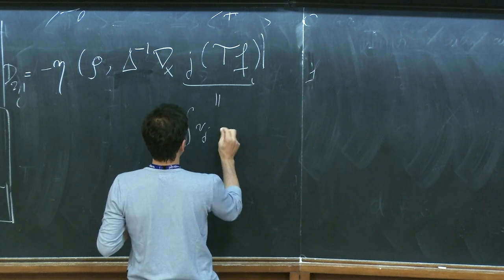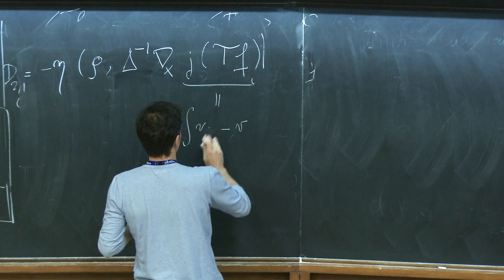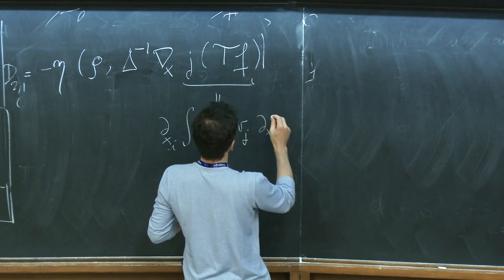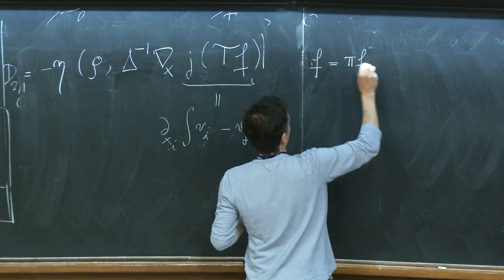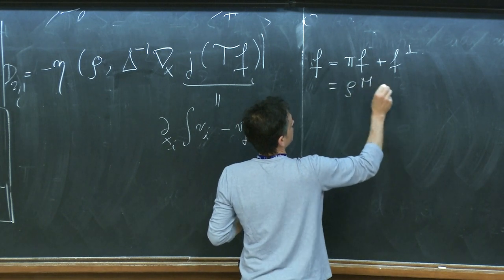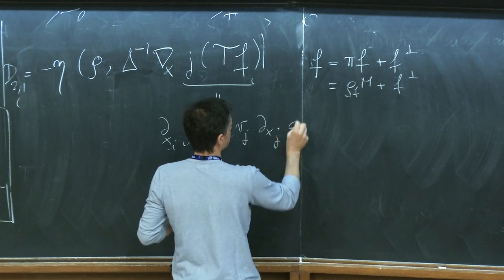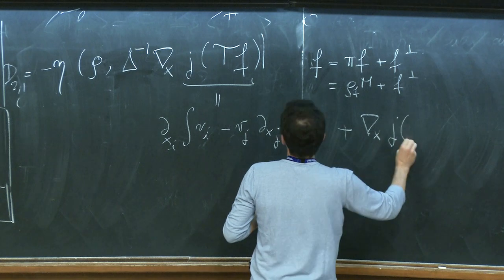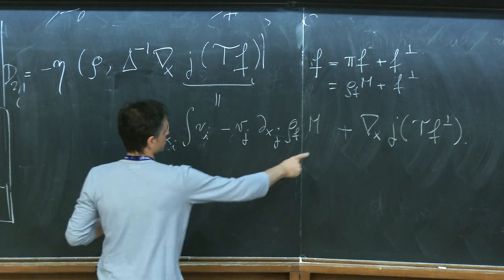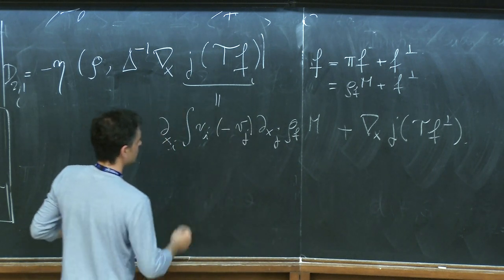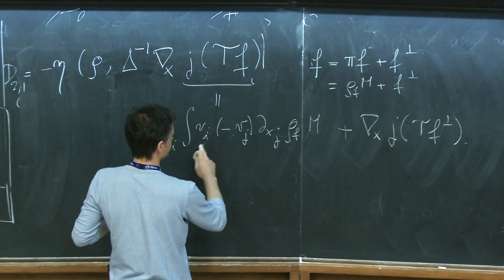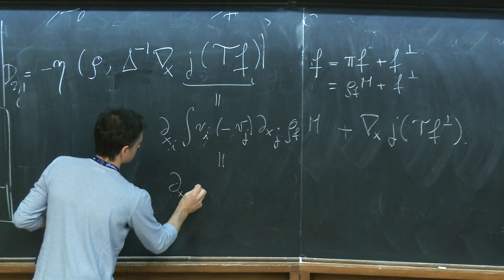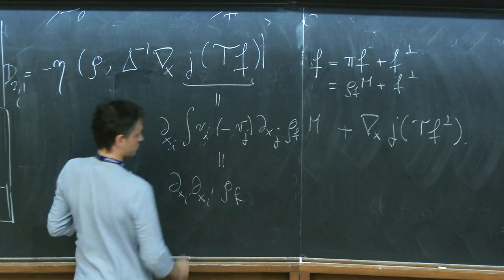So here we have a minus bi,j, dxj. And there are two terms, so the f can be written as the projection Pi f plus f orthogonal, so it's rho m plus f orthogonal. So here I put rho f m, okay, plus the gradient of x j t f orthogonal. And this term here is, in fact, because M is symmetric, the only term which is not zero is when i equals j. So in fact, this is dxi dxi rho F. OK?